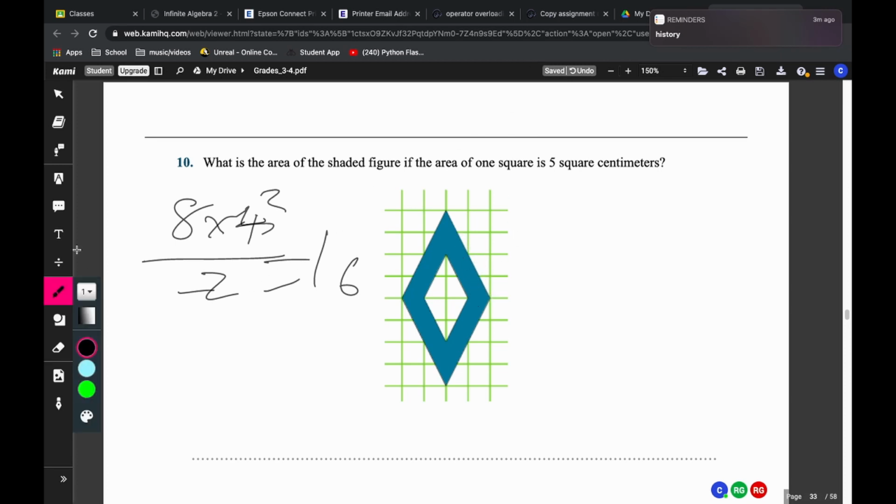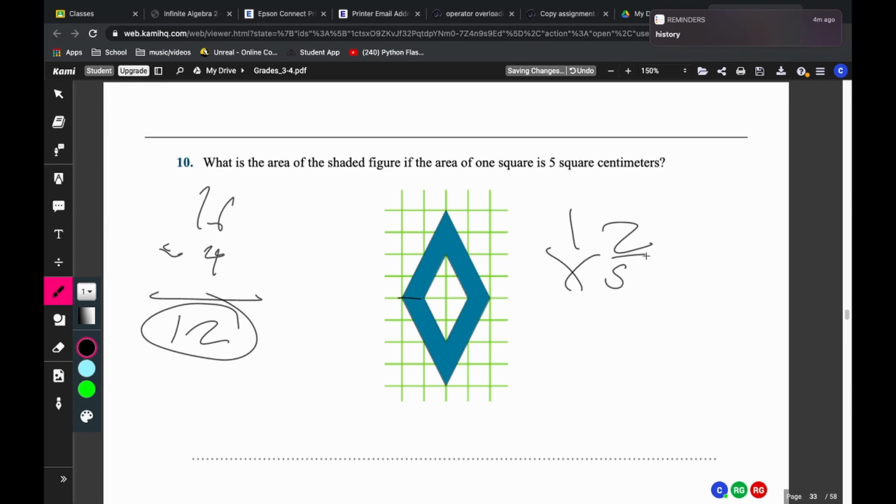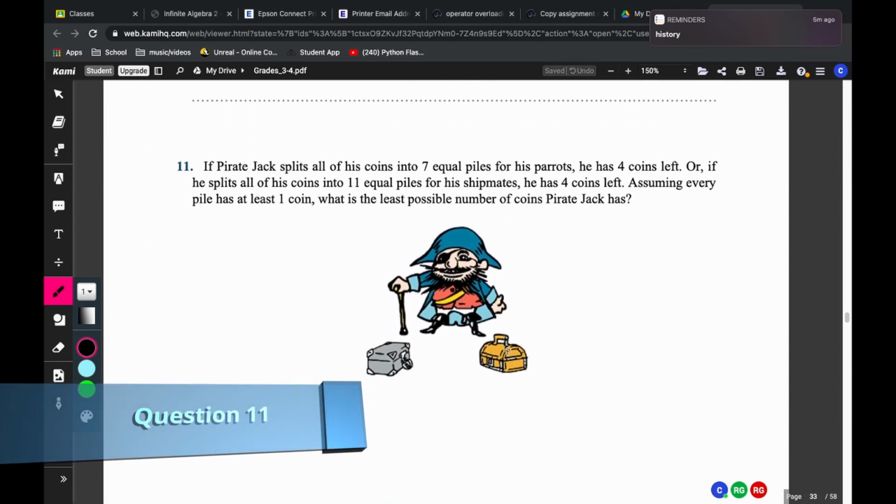Okay, so the height of this is 4. And the width is 2. So 4 times 2 divided by 2 is equal to 4. So 4 would not be your answer. What we would do now is 16 minus 4, and we would get 12. But 12 would also not be your answer. You have to do 12 times 5, and you would get 60.